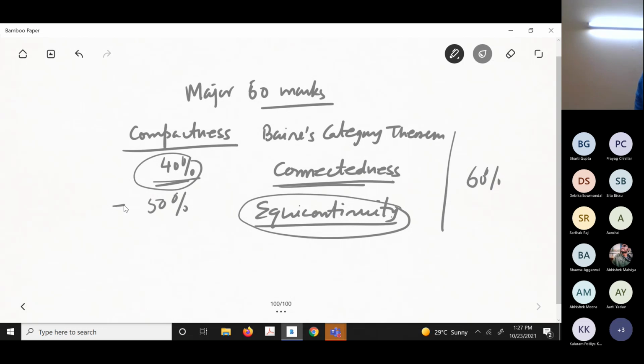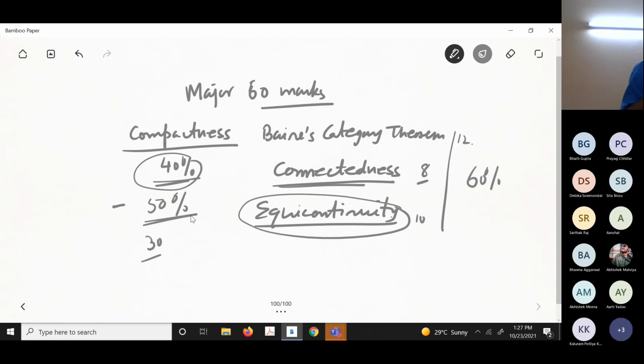Connectedness, what I'm saying, probably will be 8 marks. If I put 30 marks, then I need to prove some 12, 8, 10 marks or like that. It will be briefly like this and that. So compactness is very important. It may be even 50%.